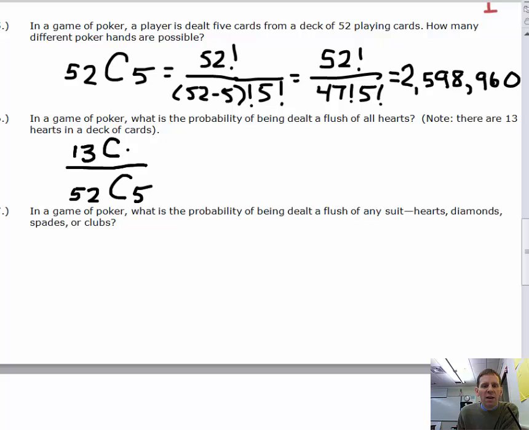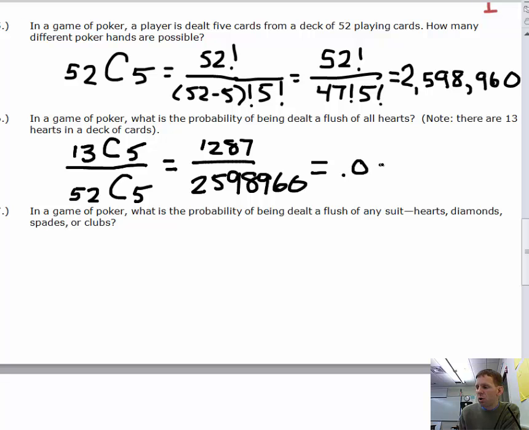So how many different hands of all hearts are there? Well, we're going to choose 5 out of the 13 hearts in the deck, and we're going to put that out of the possible number of hands altogether. Now 13 choose 5 is equal to 1,287. We already know what 52 choose 5 is. That's 2,598,960. When you divide these numbers, you get approximately 0.0005, which is basically akin to getting a flush of all hearts in a hand 1 out of every 2,000 hands. Pretty unlikely. Again, where do the numbers come from? 52 choose 5 is your sample space. In the numerator, we want 5 hearts. There are 13 hearts to choose from, and we're choosing 5.